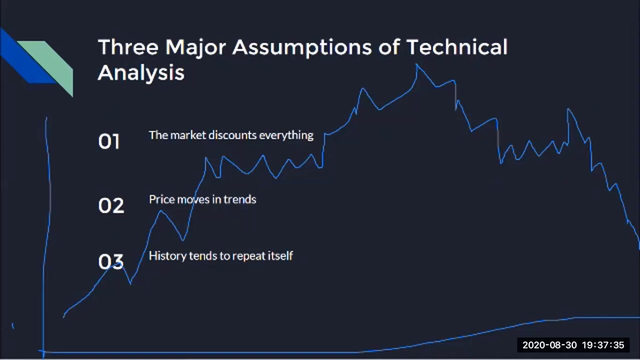It goes up, after a period of time starts to range. After a period of time, it goes up again. After that, it comes down, ranges, goes down again, and the cycle starts all over again. So that's what they refer to as market cycles.